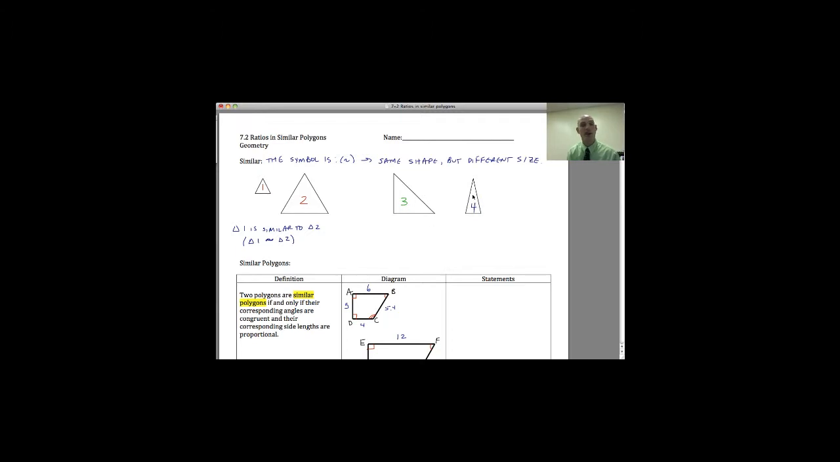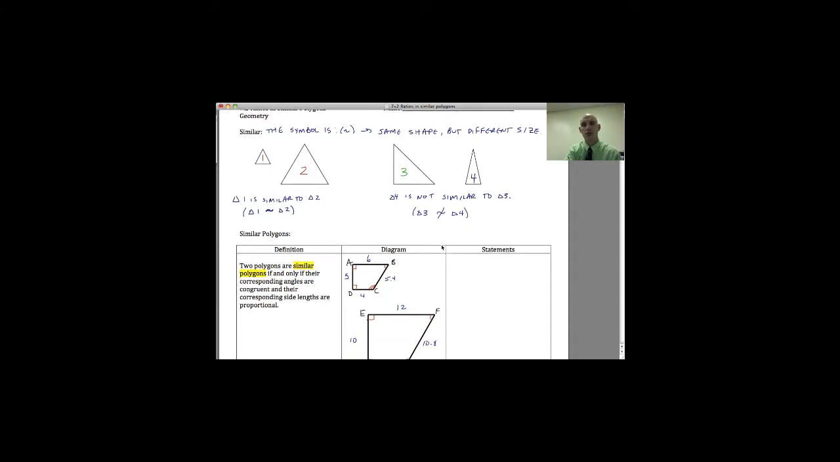If we look at 3 and 4, they're different shapes. Still both triangles, but they're different shapes. 3 is more like a right triangle, 4 is kind of looking like an isosceles. Okay, so we'd say triangle 4 is not similar to triangle 3. Okay? And so we could abbreviate this triangle 3 not similar to triangle 4. Okay, we put the little slash through the tilde to say that they're not similar.